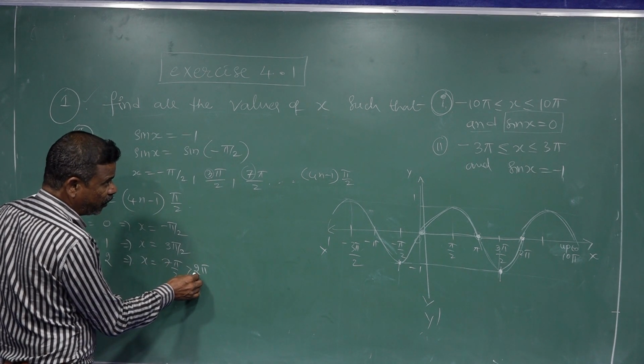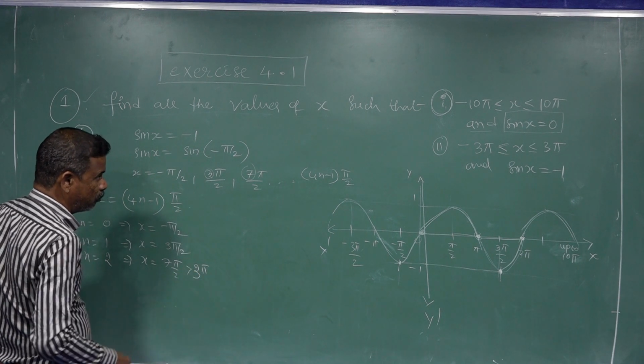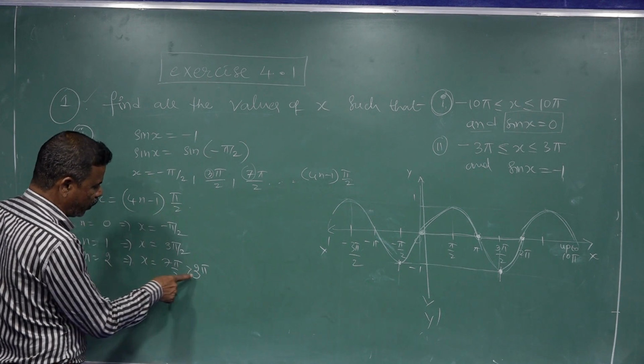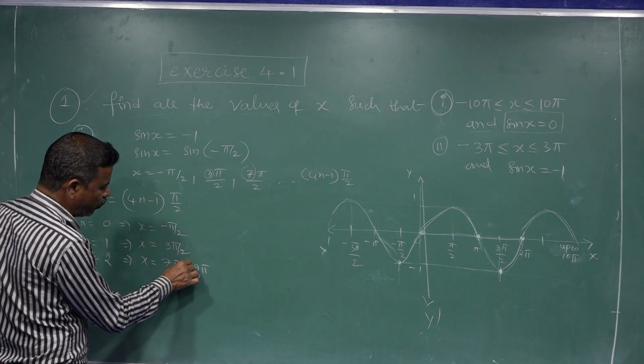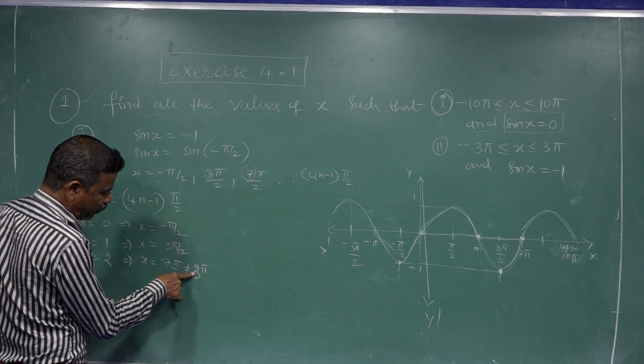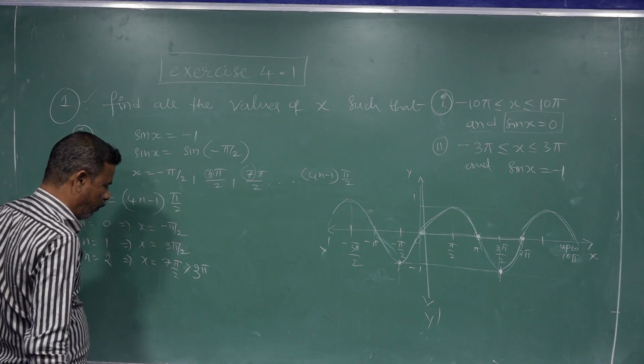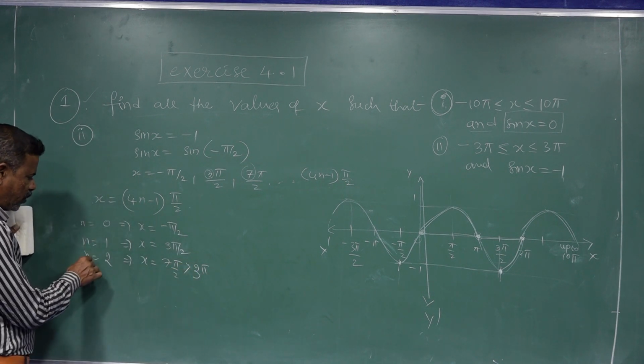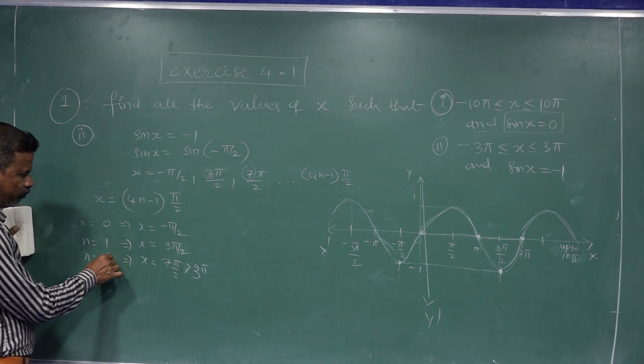So here it is given up to a maximum value of 3π. So is it equal to 3π or not equal to 3π? 7π/2 is 3.5π. Here it is not equal to 3π. That's why this is greater than the 3π value. So n is equal to 2 does not exist.